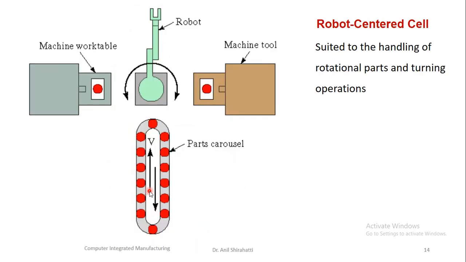Next is the robot center. As the name specifies, the complete layout is defined around the robot. So let's say this is the robot. What it does is it will take the workpiece from here, put it on this machine, then take it out, put it on the second machine, then keep it here. So the robot plays an important role in this one. So all your FMS is defined around the robot.